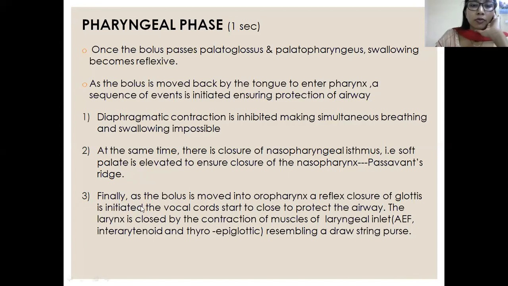So finally, as the bolus is moved into the oropharynx, a reflex closure of the glottis is initiated. This is again to prevent the bolus from entering the trachea and to prevent aspiration. How does this happen? The vocal cords start to close to protect the airway. Not only the vocal cords, even the false cords tend to close. So the larynx is closed by the contraction of muscles of the laryngeal inlet: the aryepiglottic fold, interarytenoid, and thyroepiglottic folds.